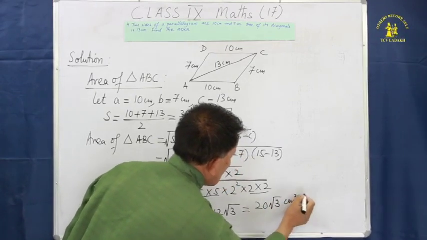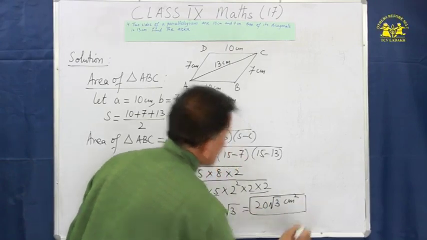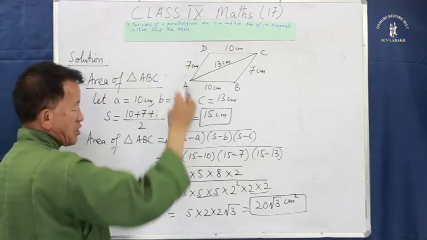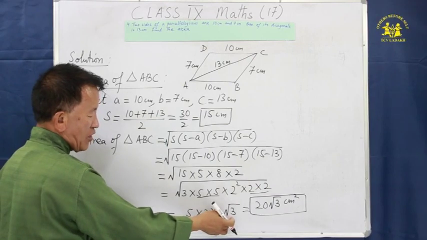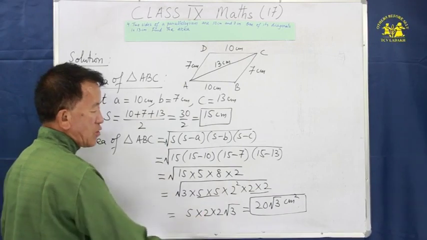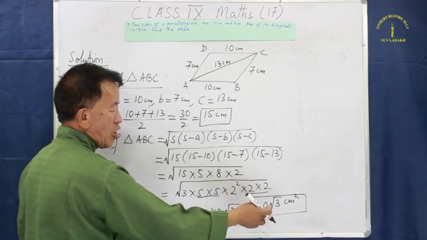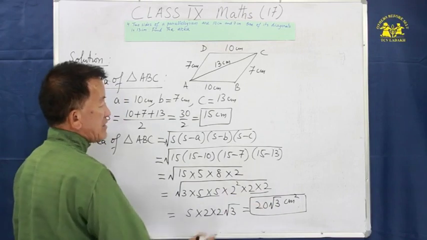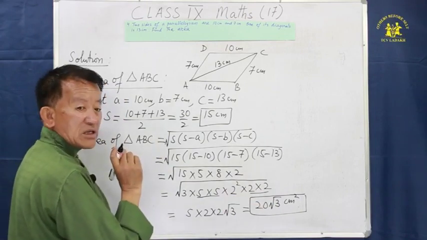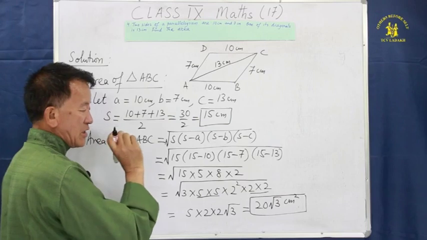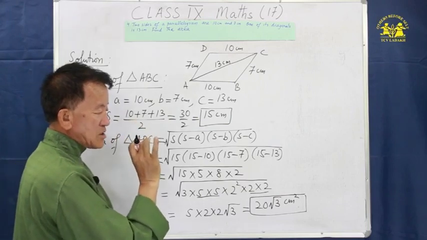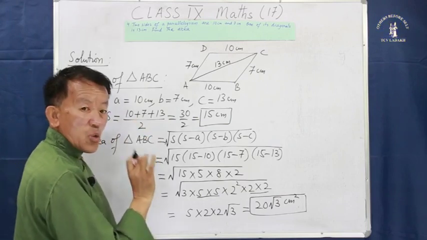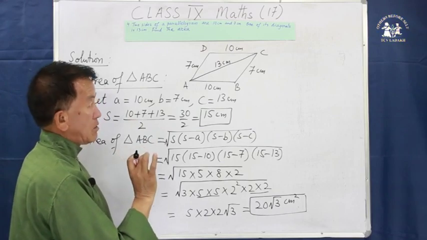square centimeter. In case in the examination, if you are given the value of square root of 3, then you can put the value of square root of 3. Normally, square root of 3 is given as 1.73, or sometimes they will give the approximate value, that is square root of 3 is equal to 1.7. Okay.